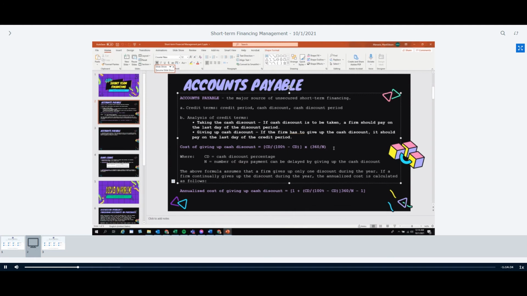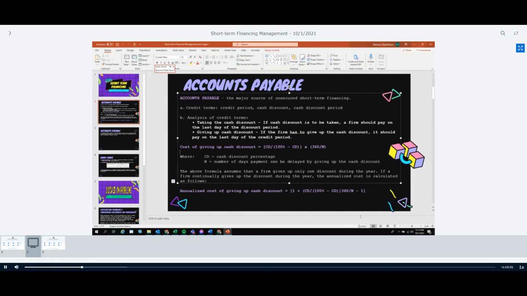Okay, so the above formula assumes that the firm gives up only one discount during the year. Of course, when we're dealing with suppliers, it can be multiple times. So this formula is just for one time. So what if we're doing it continuously during the year? Then we have to use another formula. Anyway, don't worry, we'll have discussion problems later on. Then we'll demonstrate all of these formulas and concepts. That's always our approach.